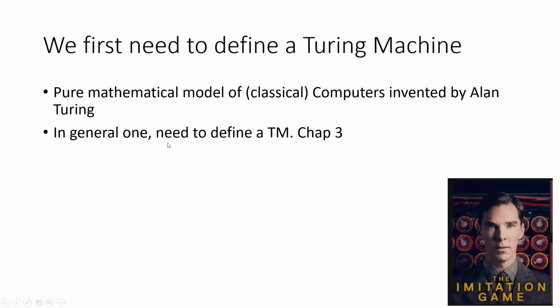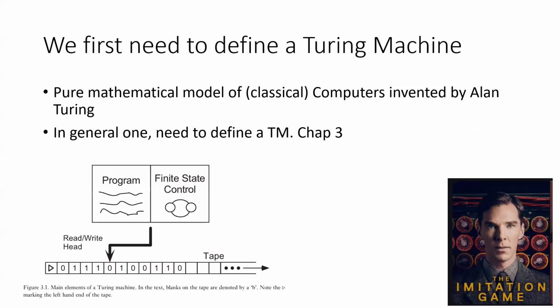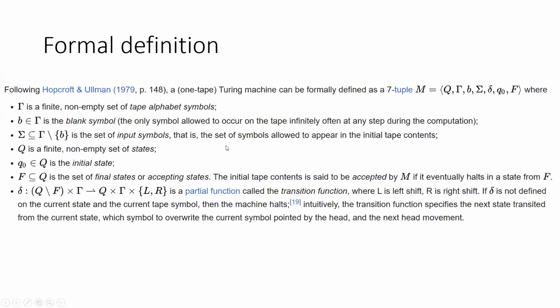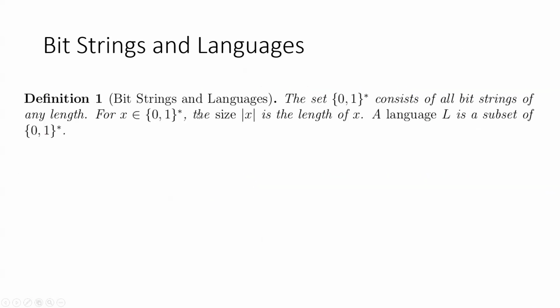Okay, so as I said in the previous lecture, to define what computational means, you need to first define a so-called classical computer. So you need to define a Turing machine, and you also need to know so-called languages. Languages are a subset of all bit strings of any length, and we use the absolute value of x to denote the length of x. So a language is a subset of all the bit strings.